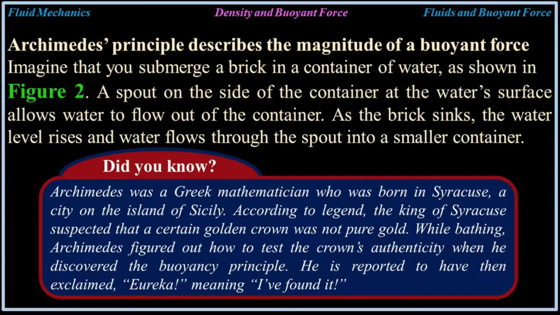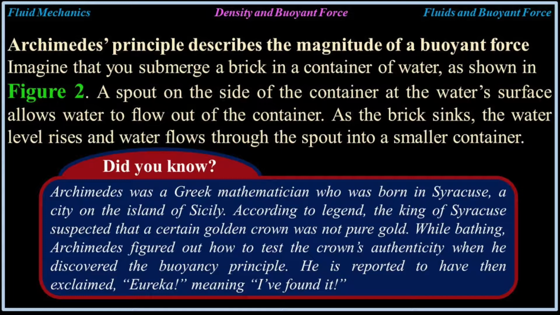Archimedes' principle describes the magnitude of a buoyant force. Imagine that you submerge a brick in a container of water as shown in Figure 2. A spout on the side of the container at the water's surface allows water to flow out of the container. As the brick sinks, the water level rises and water flows through the spout into a smaller container.